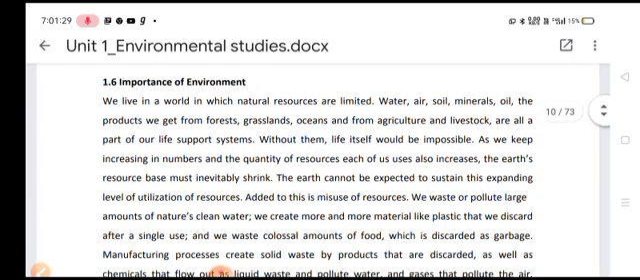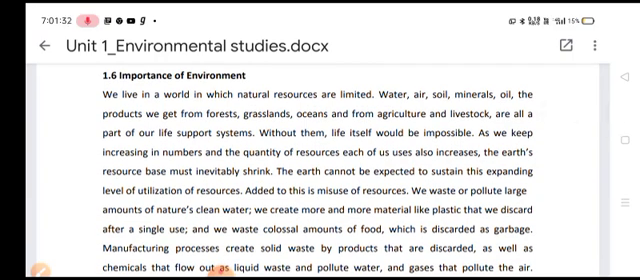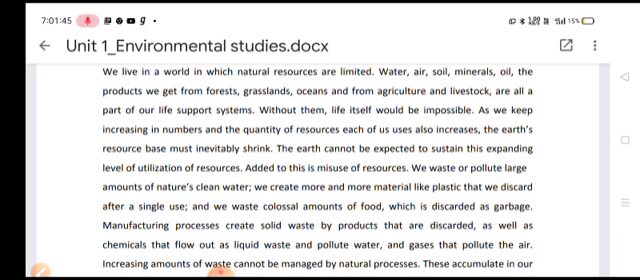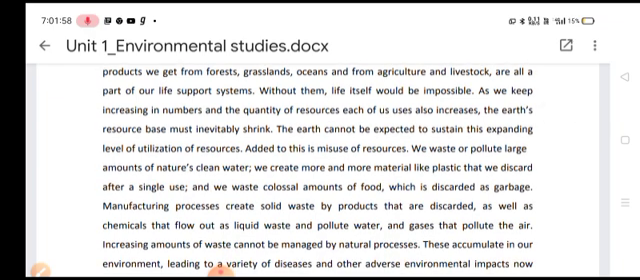Now, what is the importance of environment? We live in a world in which natural resources are limited. Water, air, soil, minerals, oil, the products we get from forests, grasslands, oceans, and from agriculture and livestock are all a part of our life support system. Without them, life itself would be impossible. As we keep increasing in numbers and the quantity of resources each of us uses also increases, the Earth's resource base must inevitably shrink. The Earth cannot be expected to sustain this expanding level of utilization of resources.